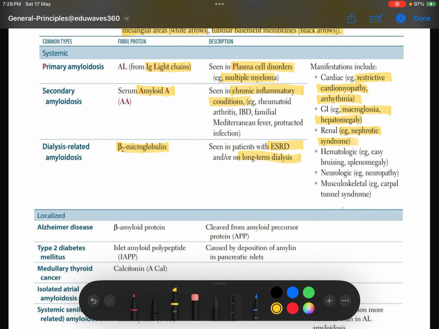So it affects mostly joints. In joints we can think about carpal tunnel syndrome. Okay, and nerves can cause neuropathy. Next one, in hematological signs you can see easy bruising, okay, and splenomegaly. Okay, so these are the things that come in systemic amyloidosis.